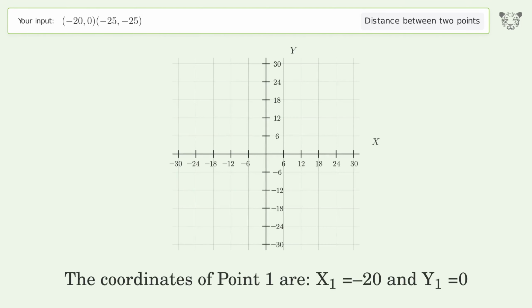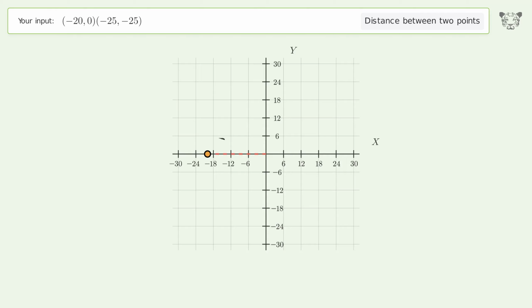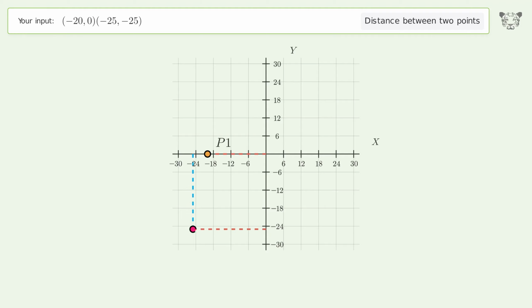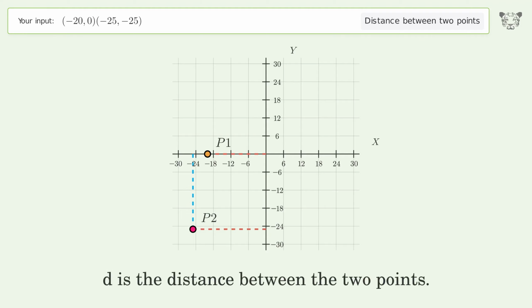The coordinates of point 1 are x1 equals -20 and y1 equals 0. The coordinates of point 2 are x2 equals -25 and y2 equals -25. D is the distance between the 2 points.